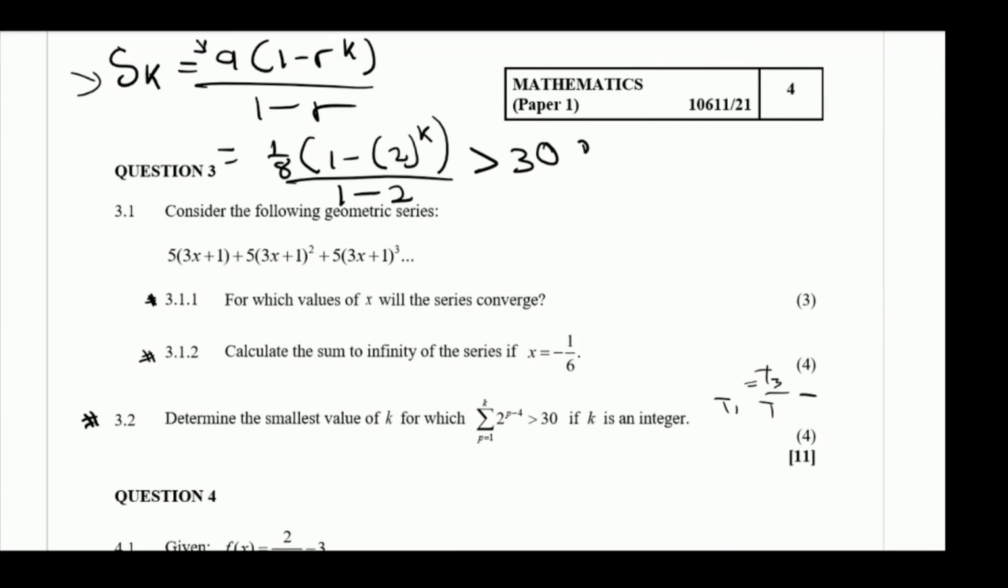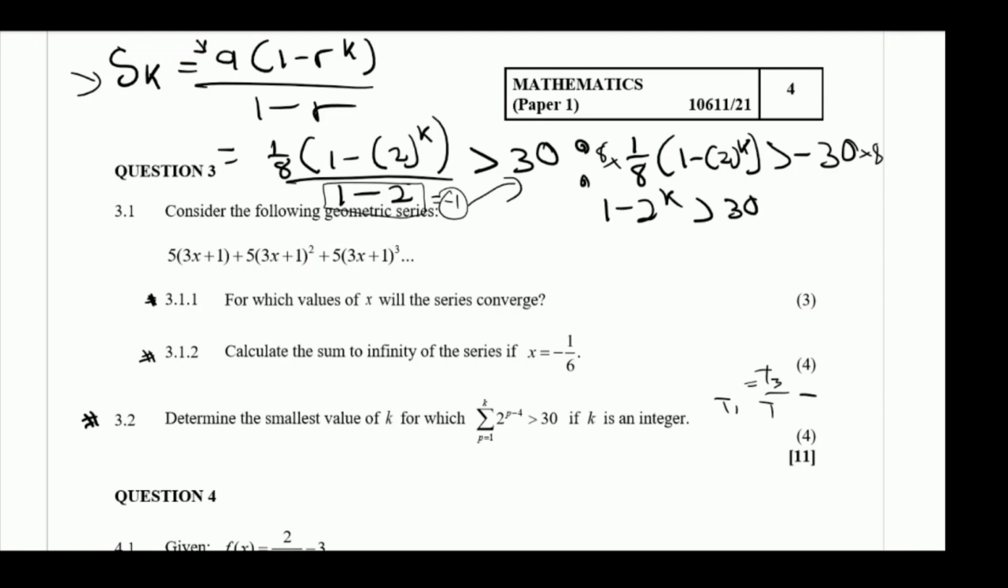So what you're going to do is this. You're going to solve the bottom, 1 minus 2, which is minus 1. So that minus 1 will cross multiply; you're going to multiply this 30. So we're going to have 1 over 8 into 1 minus 2 to the power of k greater than minus 30. Then you multiply by 8 both sides. And then 1 minus 2 to the power of k greater than 30 times 8. Transpose the 1 to the other side. You have minus 2 to the power of k greater than 30 times 8 minus 1, right?